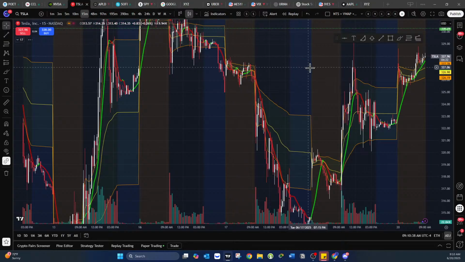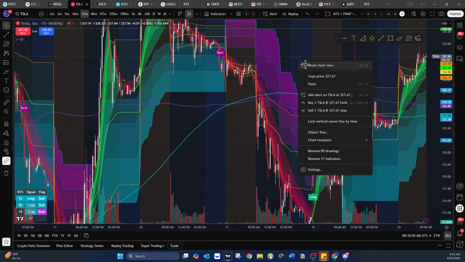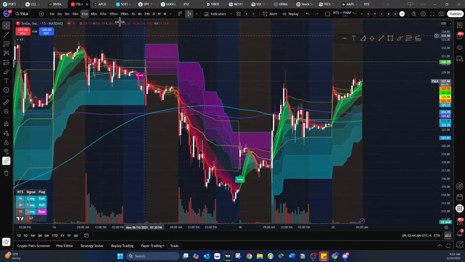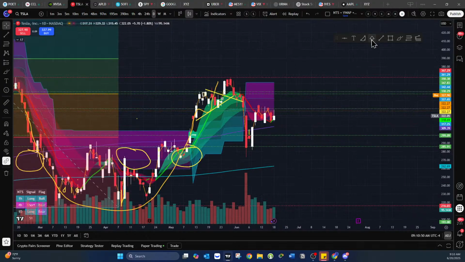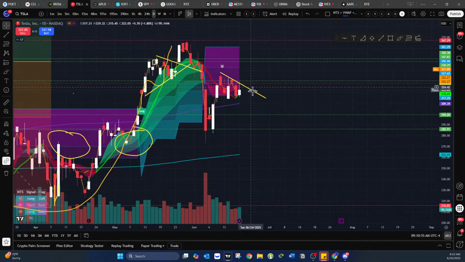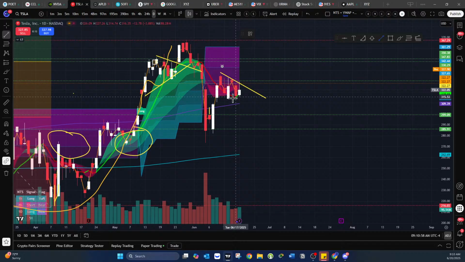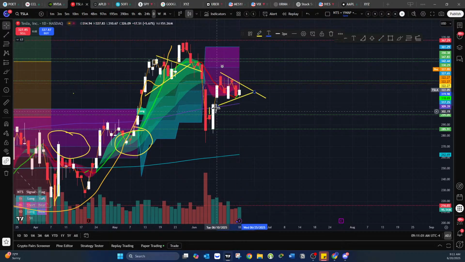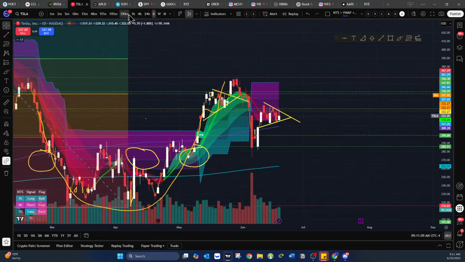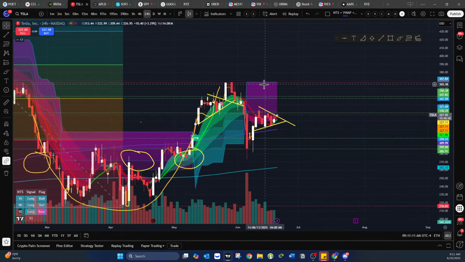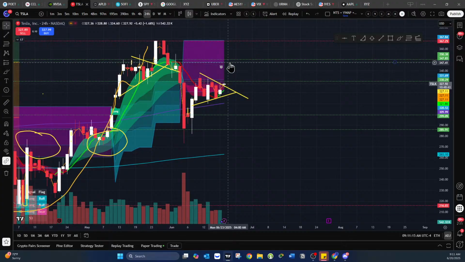Tesla. Somebody said Tesla was up in the pre. Yeah, Tesla's been stuck in this range too. We need to get out of 330 for a move back up to 350. Yeah, this looks like a nice setup, actually. Look at that, we're breaking out above here. Tesla looks pretty good for a swing, to be honest.